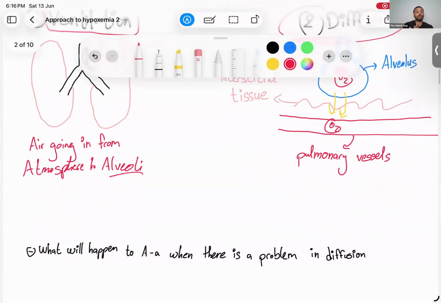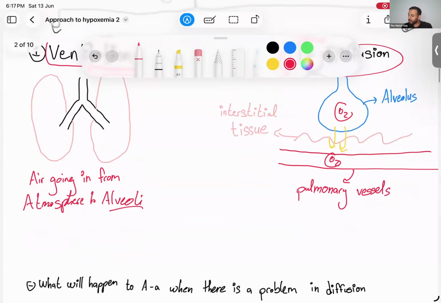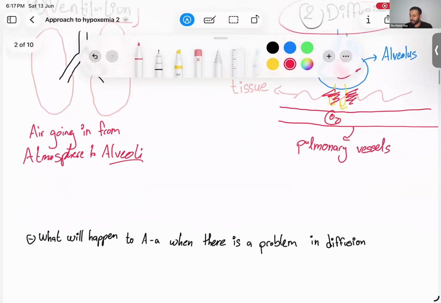Okay, so let me ask you something, guys. What will happen to the AA gradient when there is a problem in the diffusion? The oxygen is going to the alveolus, but it cannot go through, or it is slowed because there's a pathology that led to a decrease in the diffusion from the alveolus to the pulmonary vessels. What will happen to the AA gradient?